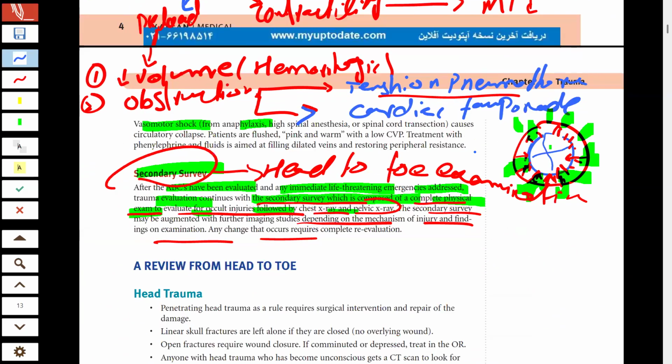So that's why shock. Vasovagal shock, anaphylaxis, and spinal anesthesia or spinal cord transection can cause circulatory collapse as well due to dilation of blood vessels. Pink and warm. This is important to differentiate from other shocks, and CVP is low because blood is pooled in the extremities, so central venous pressure will be low ultimately. Treat with phenylephrine, because this is a vasoconstrictor, constricts dilated veins, and restores peripheral resistance.